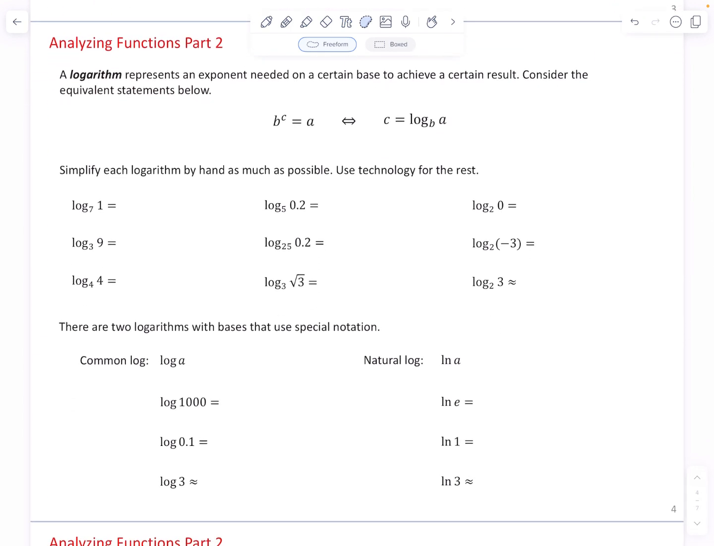Here we begin talking about logarithms. Now this is a review from algebra classes, and this should not be the first time you are seeing logarithms. A logarithm represents an exponent needed on a certain base to achieve a certain result. Consider the equivalent statements below. Here we have b raised to the c is equal to a. This is known as exponential form. This can be rewritten as c equals log base b of a. And this is known as logarithmic form.